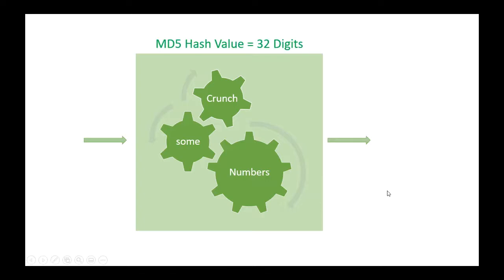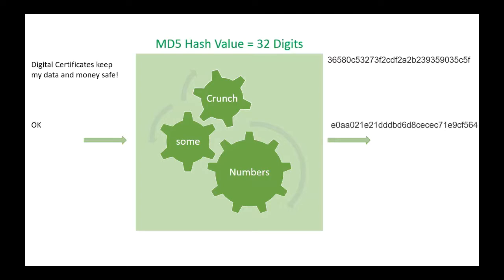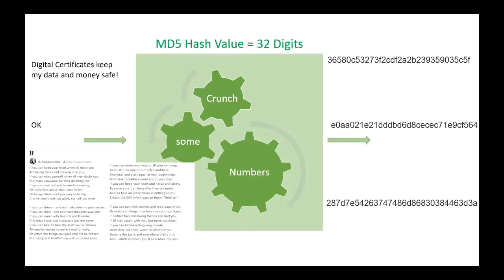I entered a sentence into an MD5 hash calculator and received a 32-digit hexadecimal number. Hex numbers include the letters A to F. I then entered just 2 letters and also got a 32-digit output. Finally, I input the poem If by Rudyard Kipling, and you guessed it, another 32-digit output.